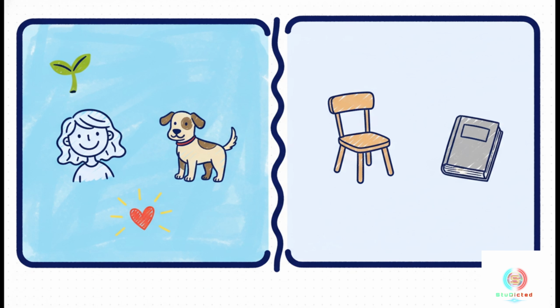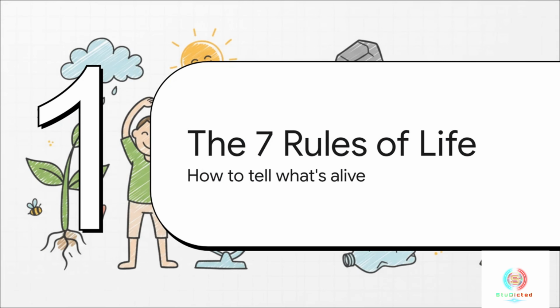But to really get it, we need to know the rules of the game. And that brings us to the really cool part of our explainer. You see, scientists have figured out that there are 7 key characteristics that pretty much all life forms share. Think of it like a secret checklist. If something ticks all 7 boxes, well, it's alive. Let's walk through them one by one.